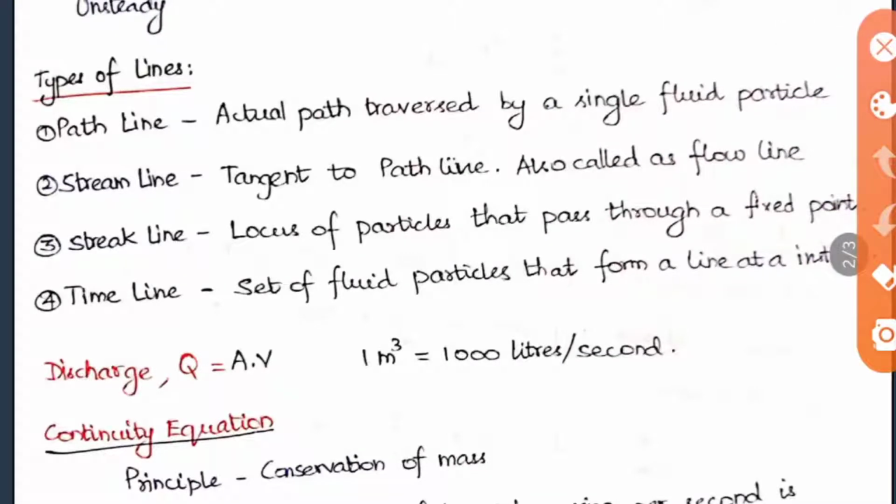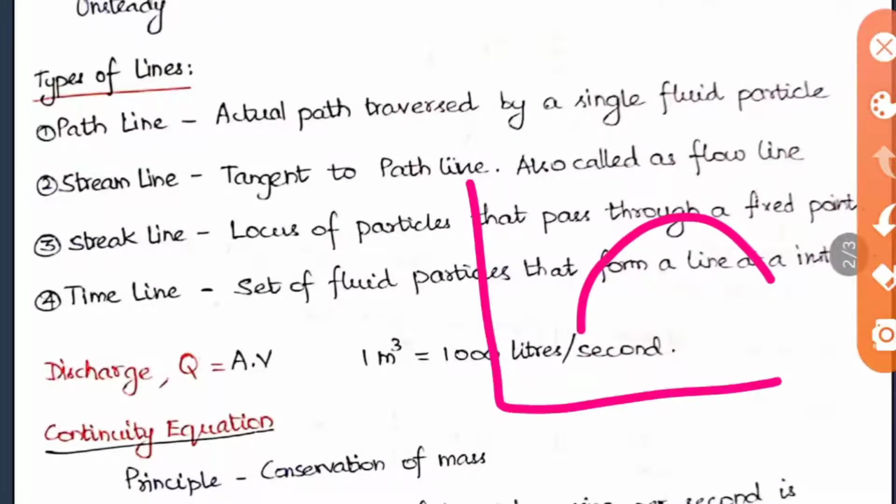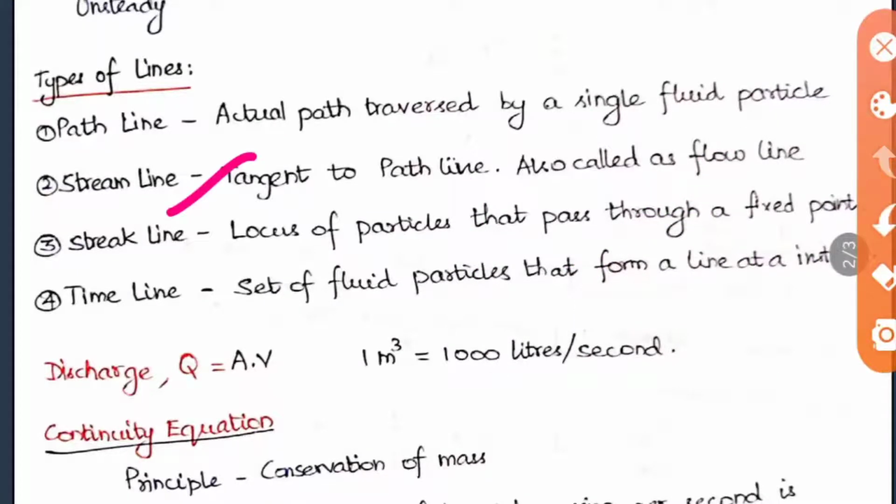Usually the path of that particle, the path line, will be a curved shape. When you draw a tangent here, this tangent line will give you a streamline. So this is also called the flow line. And then the streak line. This is the locus of particles that pass through a fixed point. Locus means the movement of that particle when you traverse it. So here a point is fixed and the particles moving through that point are traversed. Okay, and then the fourth one is the timeline. A set of fluid particles that form a line at any instant, we call that line a timeline. So these are the types of lines.